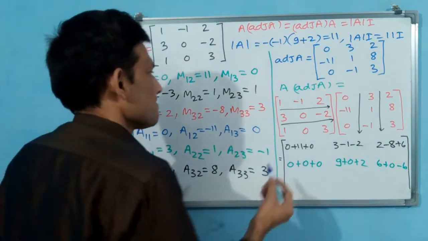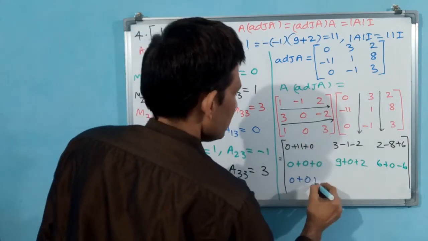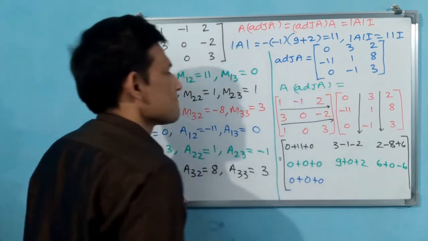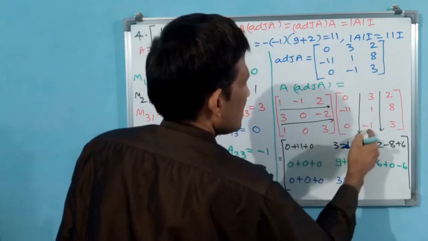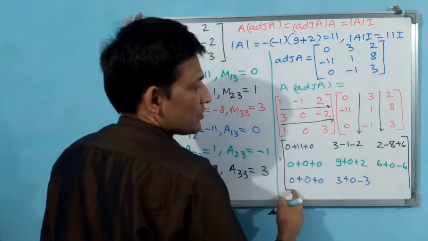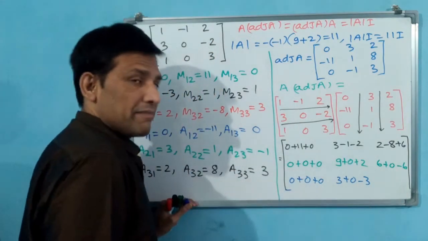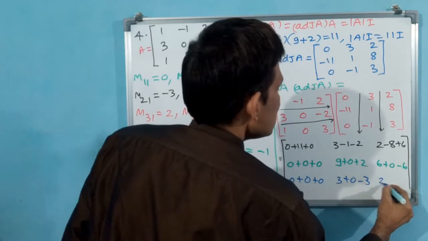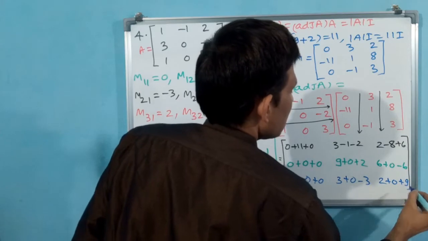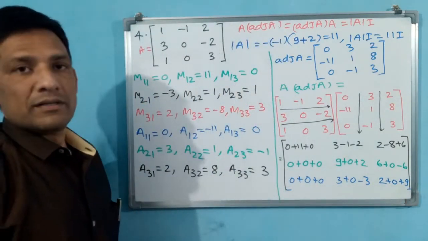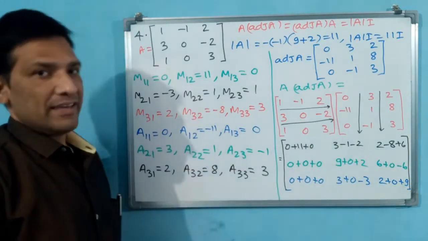Take last one. 0, 0, 0. Okay, let's second one. 3, 0, minus 3. Like 3 minus 3, 0. Here also 0. Here also 0. Here also 0. Here also 0. Here also 0. Okay. Now here 11 has to come. 11. 11. 2, 0, 9. Okay. Now you see A into adjoint A, how much has come? 11. I has come.